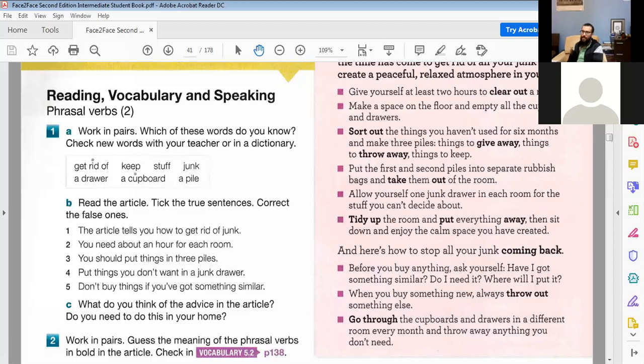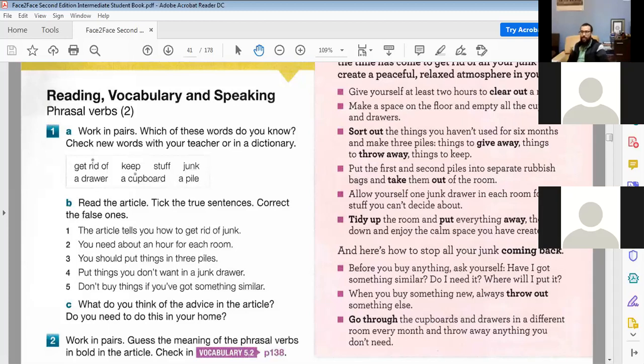I think tidy up is kind of clear. But can you think of another word or another verb which has the same meaning as tidy up? Not to clean. Put the things in order. Maybe put the things in order. Or in the right place. In the right place.